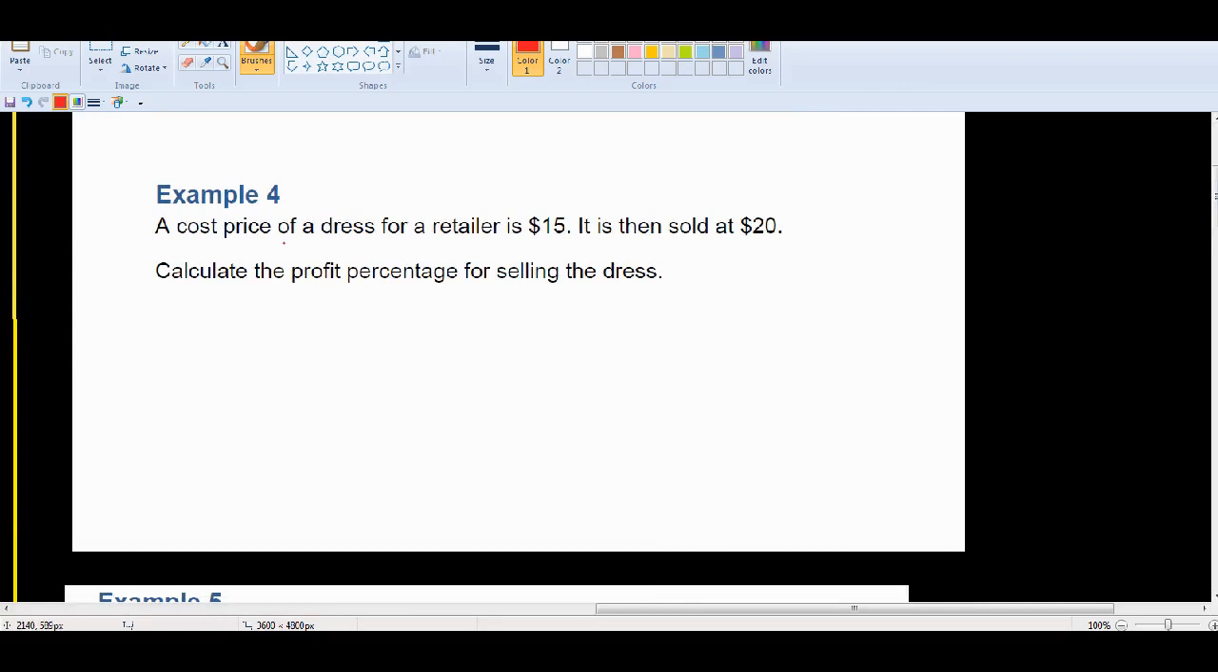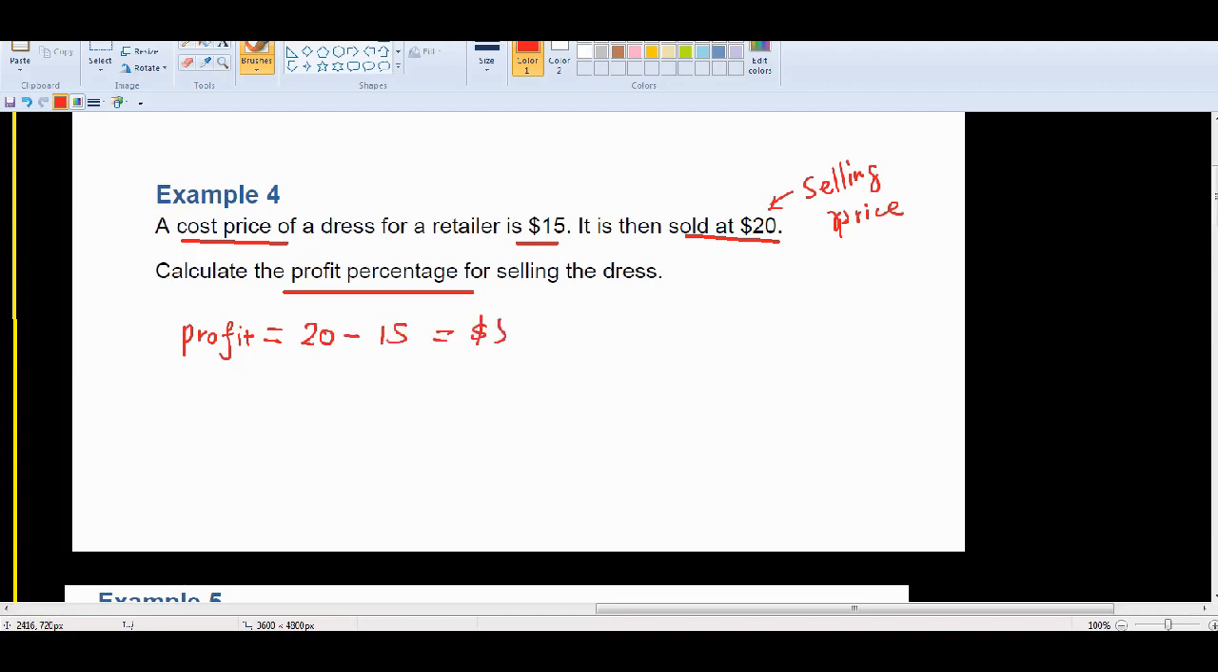Let's see one example. The cost price of a dress for a retailer is $15. If it is then sold at $20, calculate the profit percentage for selling the dress. So it's about the profit percentage. Let's see how we could find the profit. This is the cost price, and this $20 is the selling price. For the profit, use the selling price take away the cost price, so that's $5.